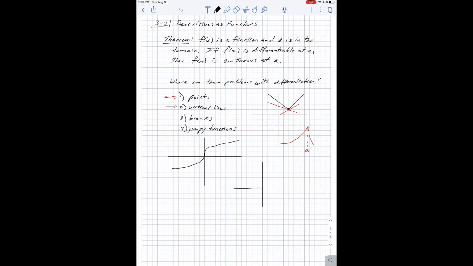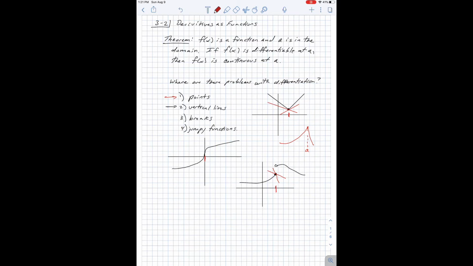Obviously, breaks have the same problem as points, because you're creating a point at the end of the break. I can, again, draw a tangent line many different ways through that point, and that's a problem. So all of these places, right here, right here, right here, are places on these graphs that are not differentiable. So what this theorem is saying is all the other places, because they're differentiable, means that it's continuous.